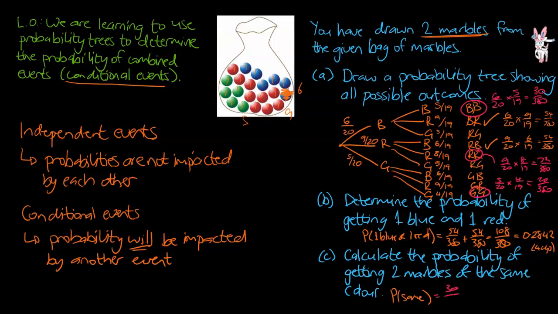So that's 30 over 380 plus 72 over 380 plus 20 over 380. And I add them all together. That's going to get me to 122 over 380. And finally, I get to my decimal. So on my calculator, 122 divided by 380. That gets me to 0.3211. 0.3211, and it made a 4DP rounding.